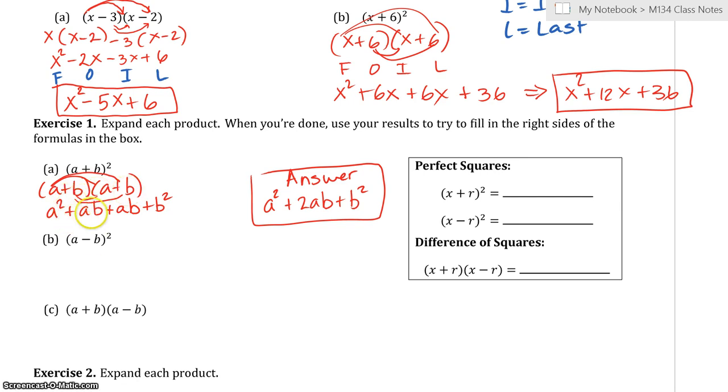And then notice how there's 1's right here. There's no coefficients, so they're 1's. So that's why the 1 plus 1 is 2. That's why you get this answer.